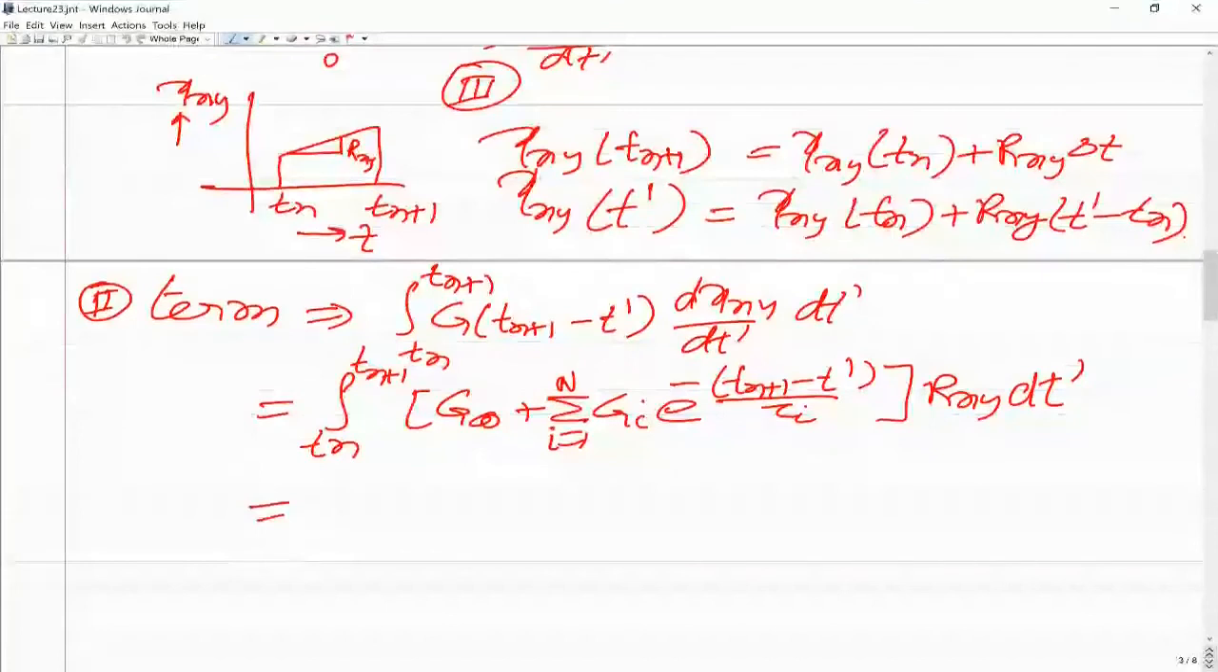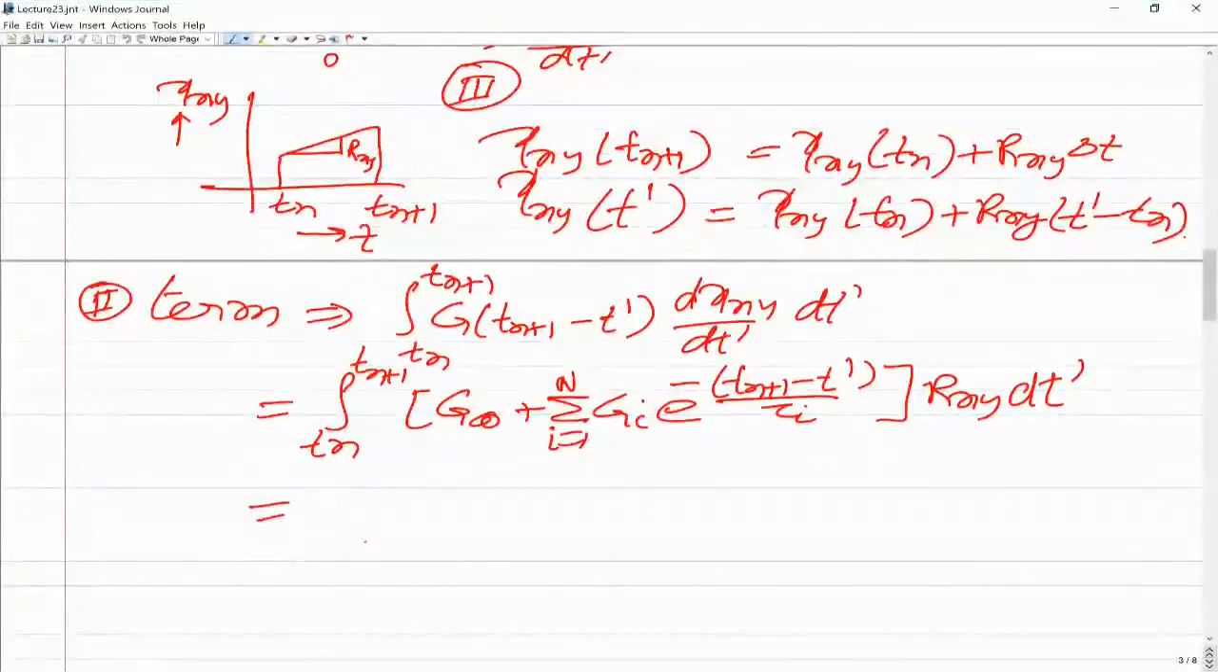So I was just talking about the second term. I had just written that it is g infinity into... Oh, it is not writing.